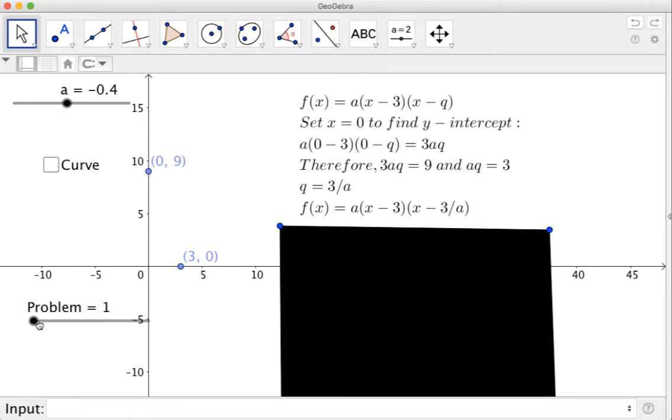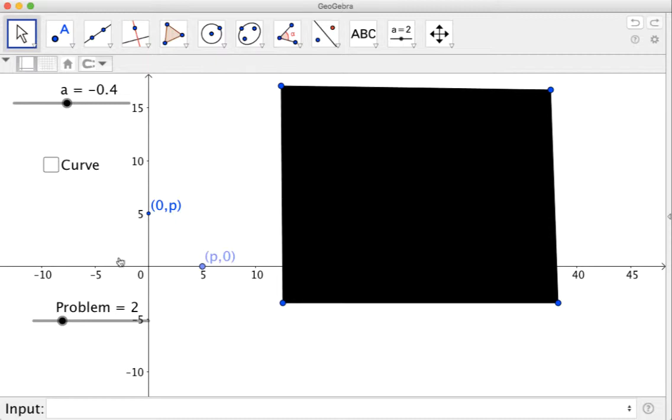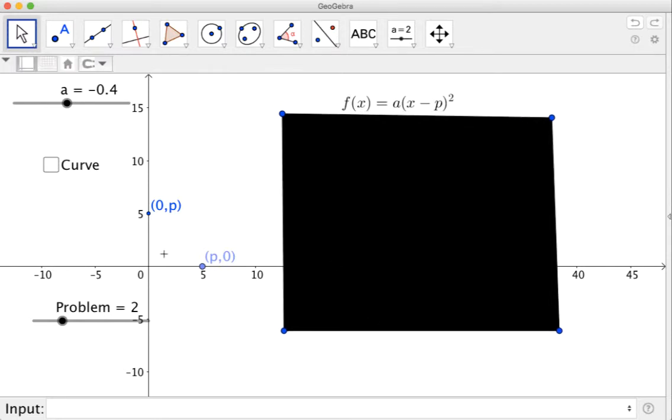The second of our problems was that we were told the vertex is at (p, 0) and the y-intercept is at (0, p). Because we're given the vertex, we are going to use the vertex form. And so what we know now is that we can set up an equation using the vertex form, and we can say that f of x is equal to a times (x minus p) squared, and p could be any value.